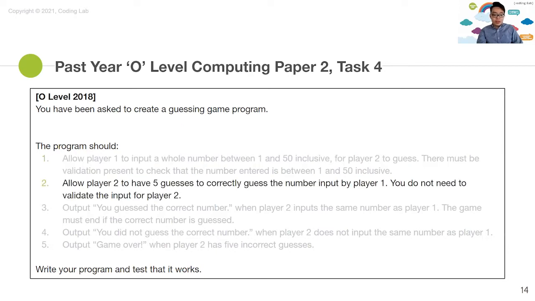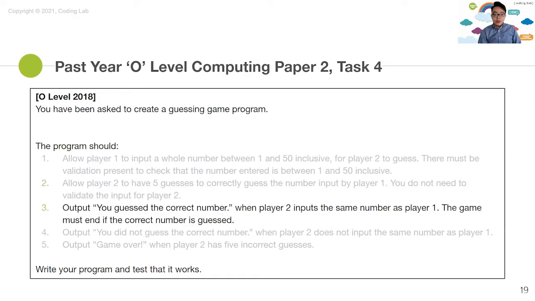Next, allow player 2 to have 5 guesses to correctly guess the number input by player 1. You do not need to validate the input for player 2. So for this case, player 2 is going to have 5 guesses. It would be a number input. So with 5 guesses, the program is going to perform a loop. It is also going to ask player 2 for a number input. So it's going to ask for an integer input.